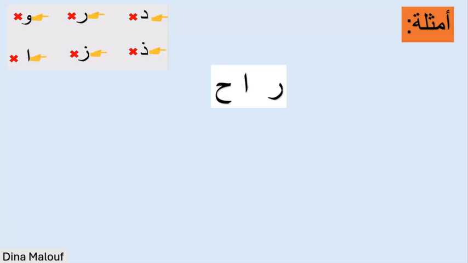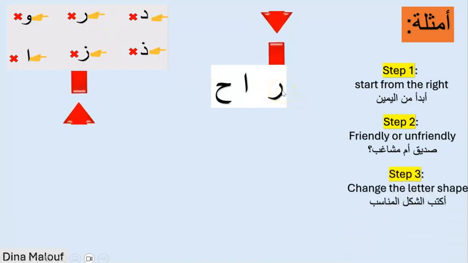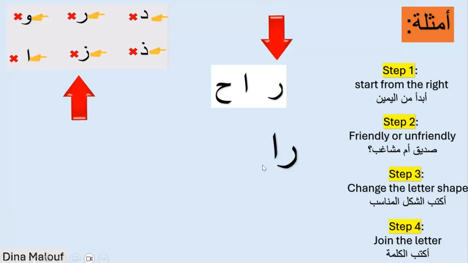If I have 3 letters, step number 1, start from the right. We always start from the right. Check. It is unfriendly. I can see it here. So what we do, we keep it the same. We don't add a hand here because there is no other letter to connect with. So this is the first letter and it's unfriendly, so we cannot add a hand from the left side. We don't connect it.